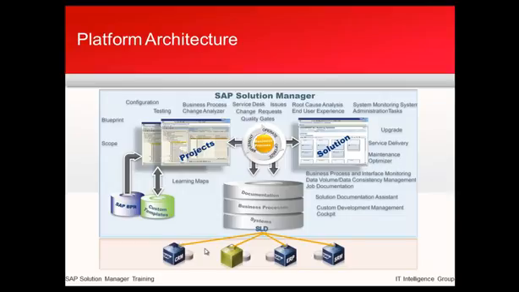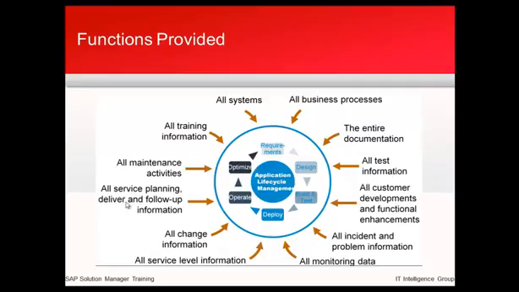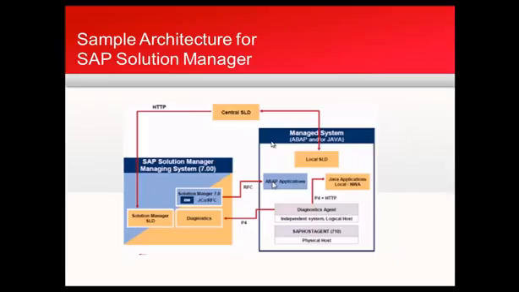So for changes you have change control management and you have maintenance optimizer to roll out the changes. Then you have all service planning, delivery and follow-up information, maintenance activities, training related information. So you can see that this provides for an application lifecycle management. Solution Manager provides right from the requirement phase to design phase to build and test phase, and once they are tested, the deployment of them, operating them and optimizing the solution, and again creating the requirement based on the report of optimization.